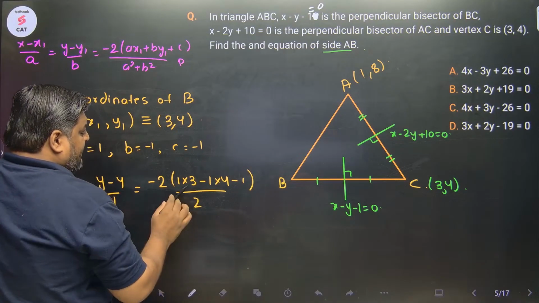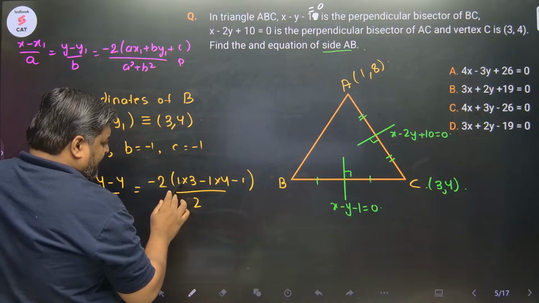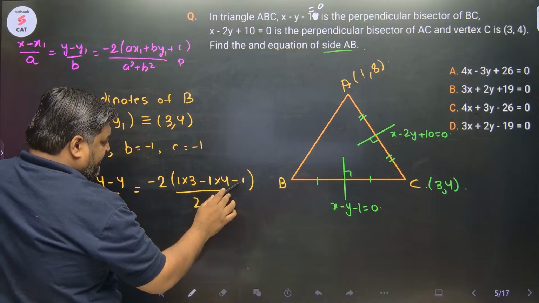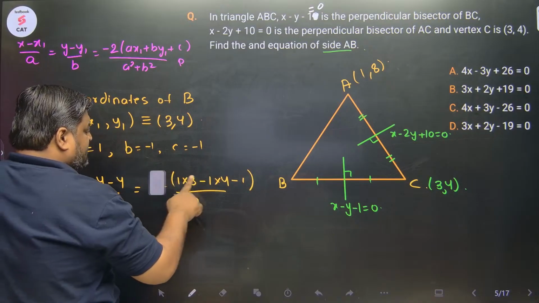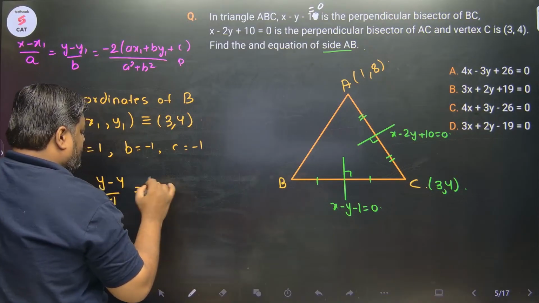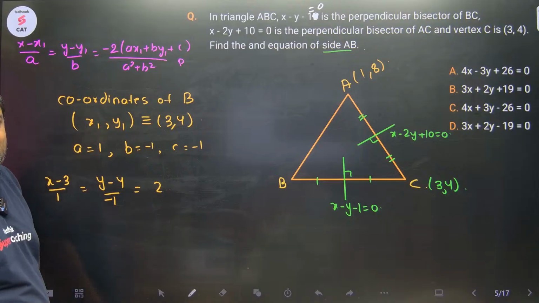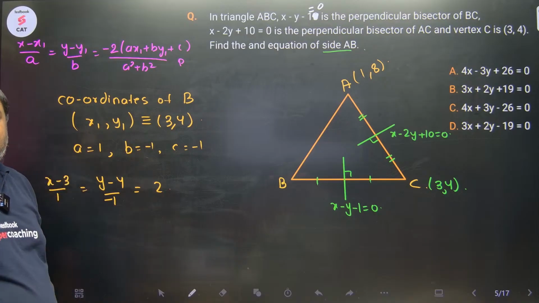Okay. अब इसको करते हैं solve. 3 and this is minus 5. So minus 2 and minus 2 is 4. 4 by 2 is 2. So this entire thing is 2. Bolo yes sir. The entire thing is 2.